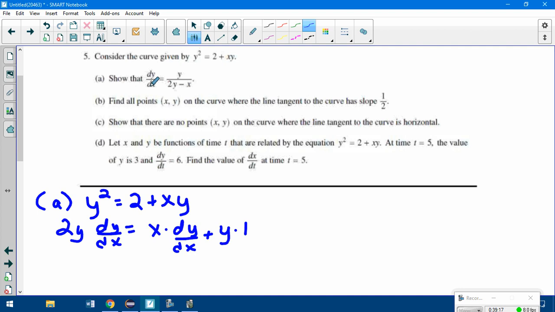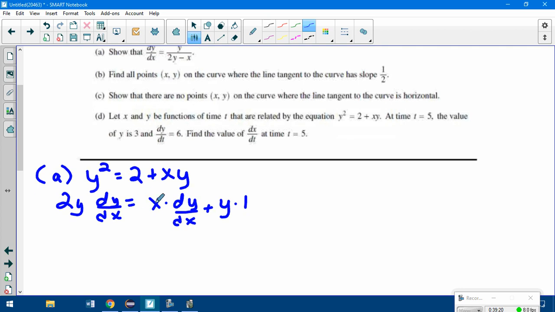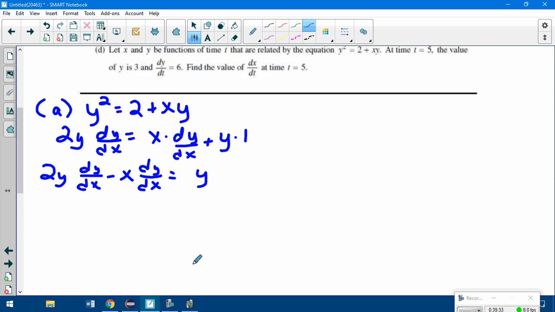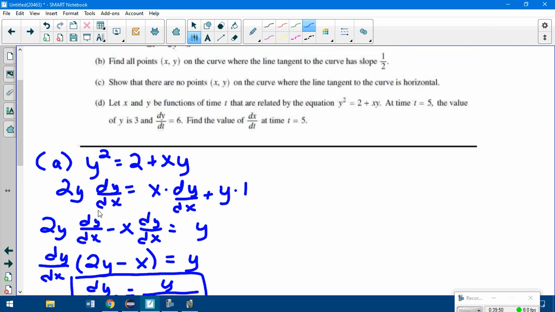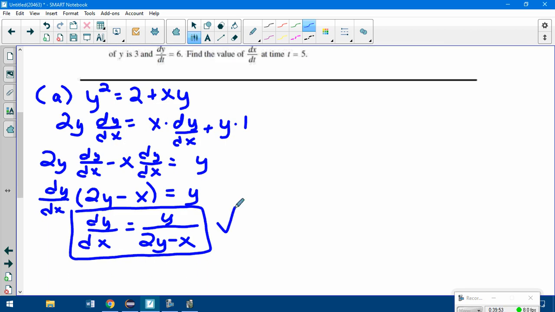We're supposed to show what dy dx equals, so get dy dx alone. So I'm going to move this over. 2y dy dx minus x dy dx equals y. Take that GCF of dy dx out, which leaves you with 2y minus x equals y. And divide. dy dx equals y divided by 2y minus x. Hopefully that's what we were supposed to show. Yup, we showed it. Easy peasy.